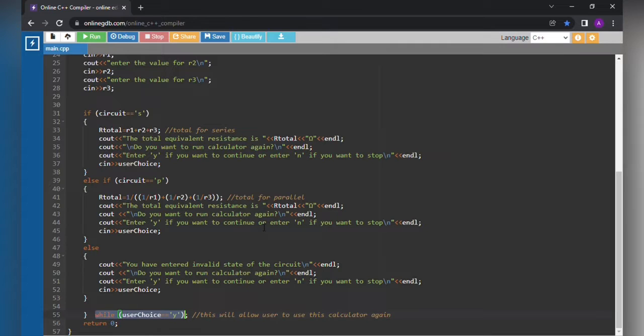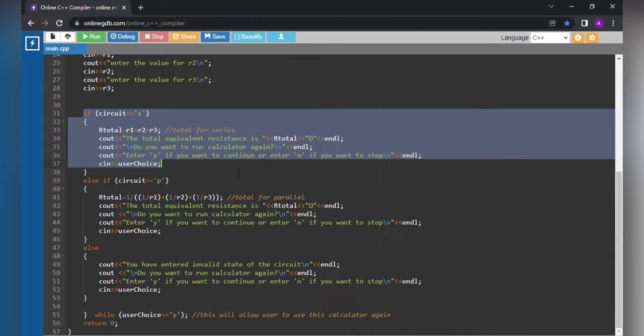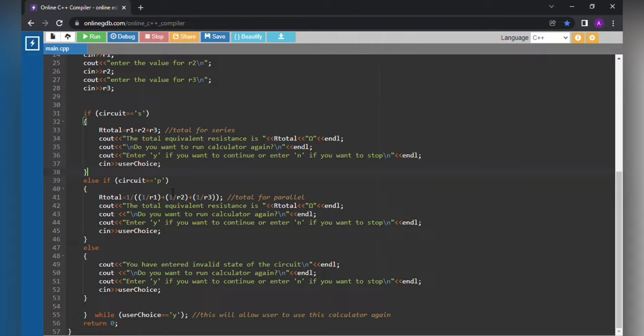Now, if the user enters P, which is for parallel circuit, it will skip the part here. The formula of R total will also change. This time, it will use this formula: R total equals 1 over R1 plus 1 over R2 plus 1 over R3. Then, the program will display the output, which is R total, same as the above coding.